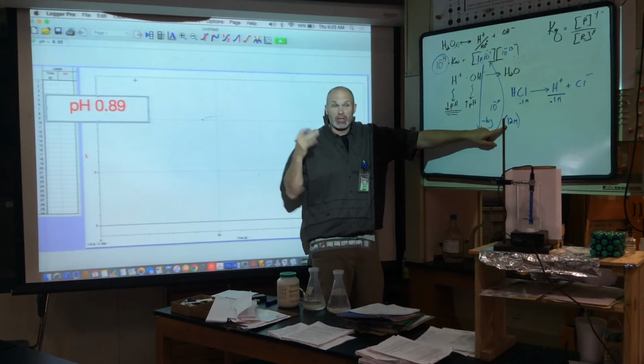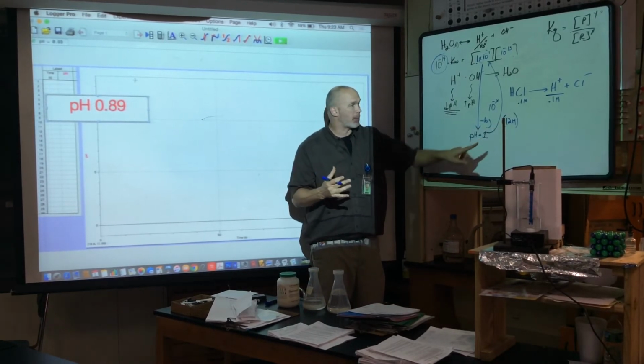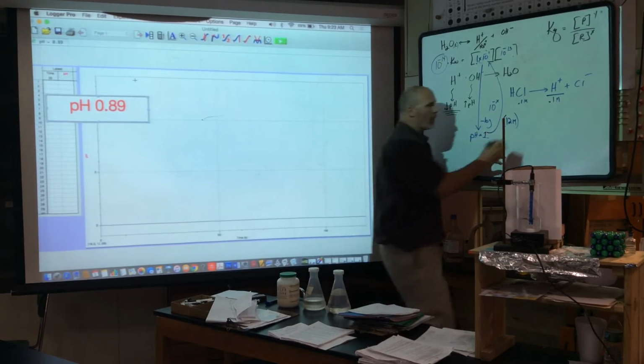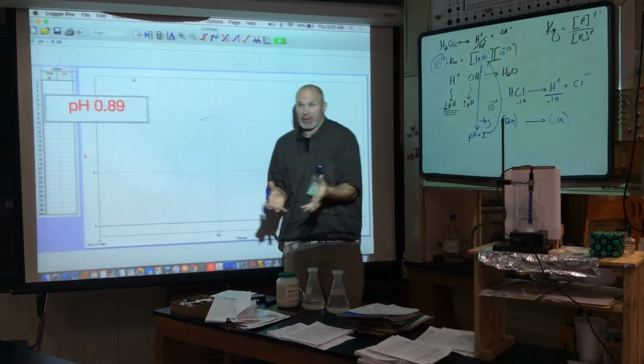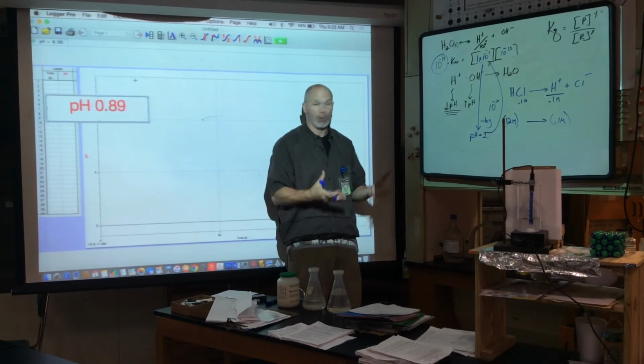So how do I make 12 molar? Because you need to understand this, party people. I want to make a 0.1 molar solution from a 12 molar. I want 12 molar to become 0.1 molar. So I have to add what to some amount? I have to add what to dilute? Water, right. The moles are going to stay constant.